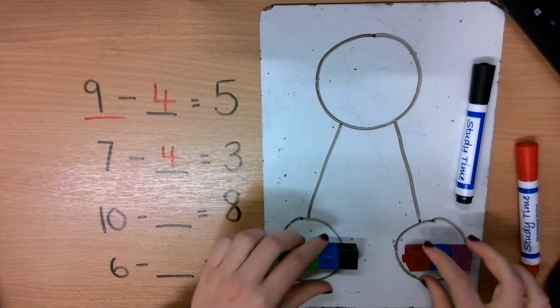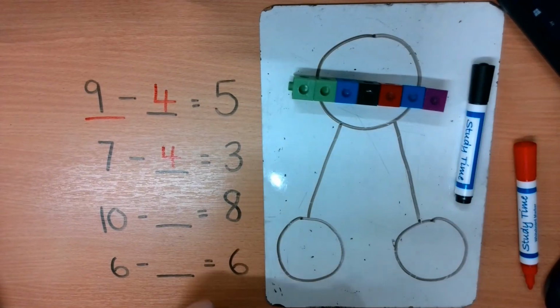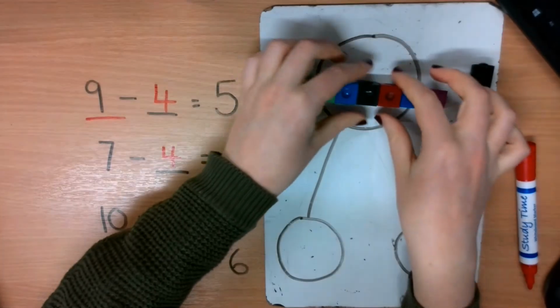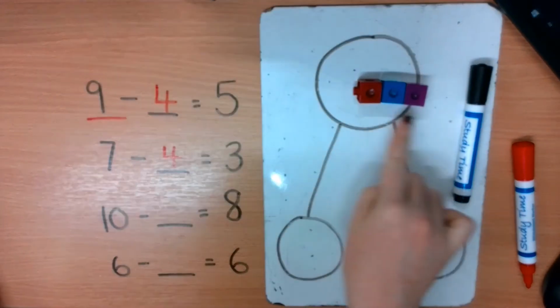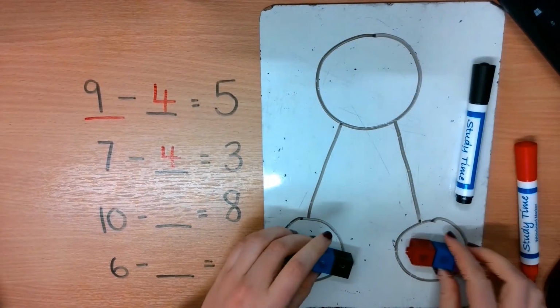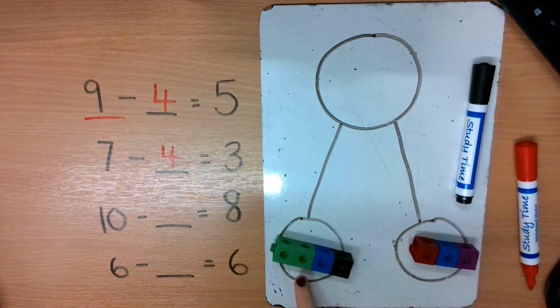Let's check that. So if we had our 7 cubes and I took 4 of them away, how many would I be left with? 3. You're right. So the two parts are 4 and 3. Our whole was 7. I'm going to read you the next calculation and I want you to have a go on your own. Pause the video so you can work it out and then we'll go through it together.